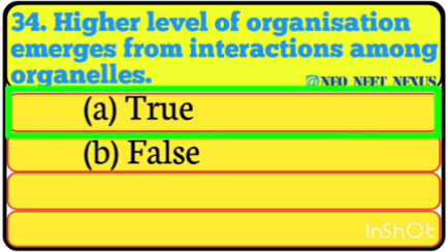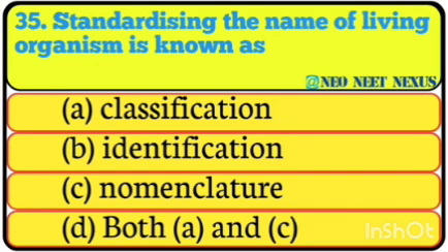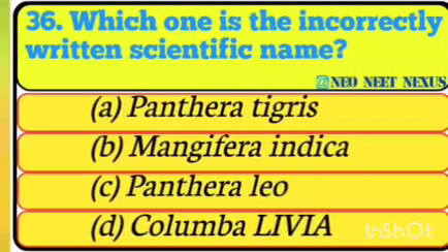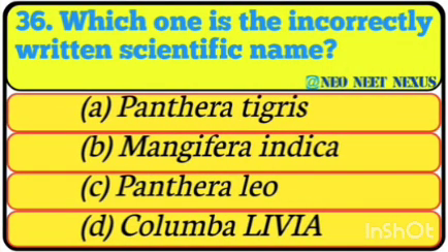True. Next, standardizing the name of living organism is known as A. Classification, B. Identification, C. Nomenclature, D. Both A and C. Correct answer is option C. Nomenclature. Next, which one is the incorrectly written scientific name? A. Panthera tigris, B. Mangifera indica, C. Panthera leo, D. Columba libia. Correct answer is option D.